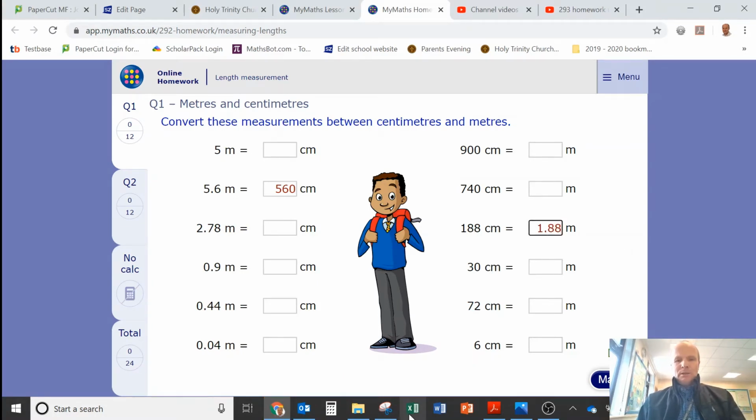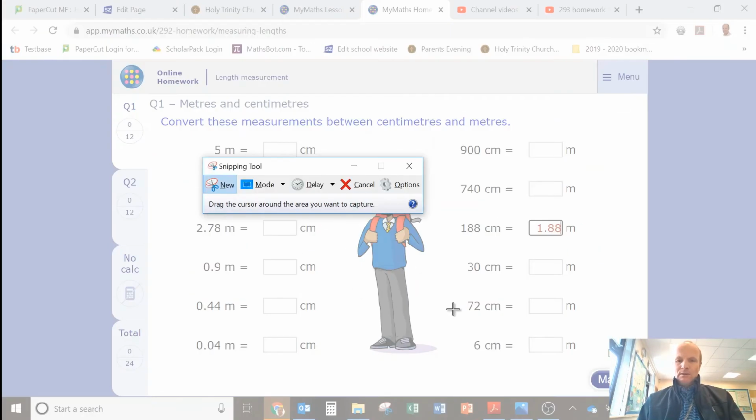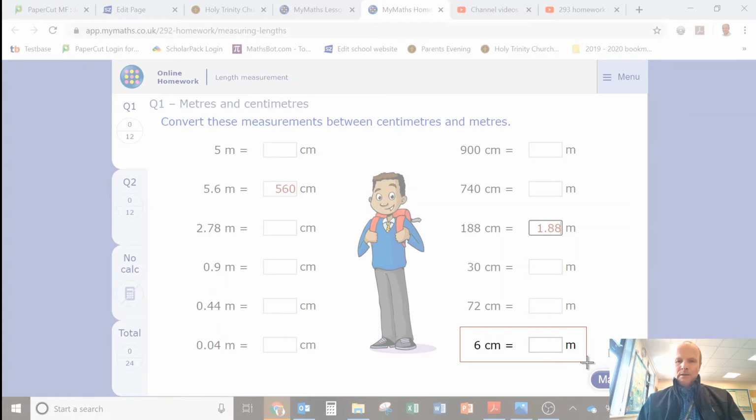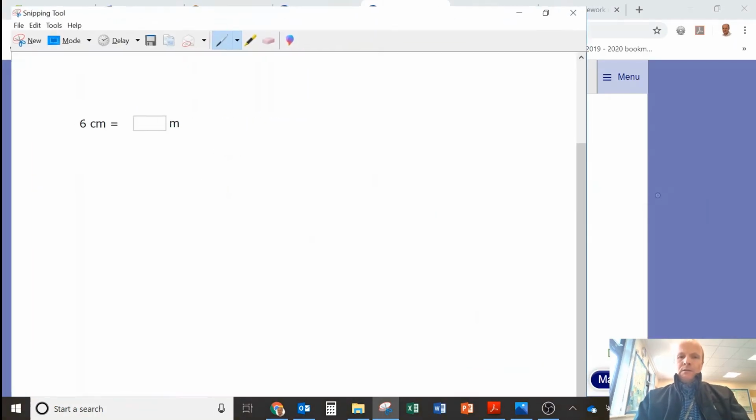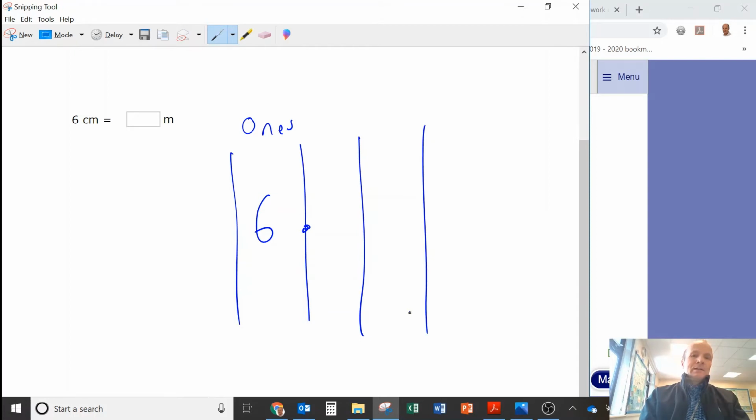I'll just show you a 1-digit one because it is slightly different. So one down the bottom here. We've got 6 centimeters and we want to make it into meters. So we need to know where the ones are. We need to put a decimal point. We're going to be dividing it by 100. So we have 2 to the right hand side.